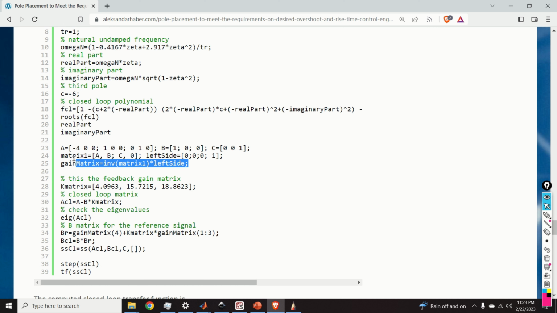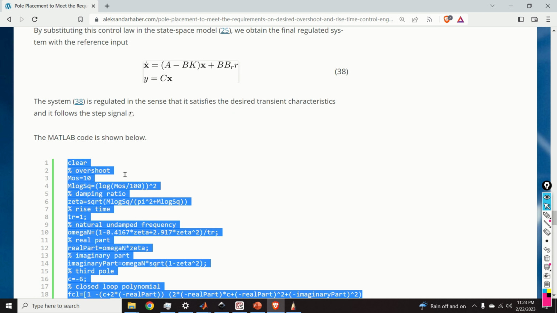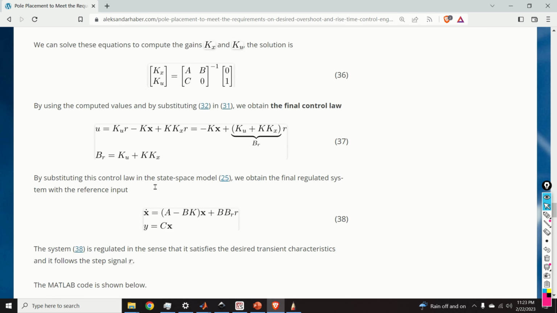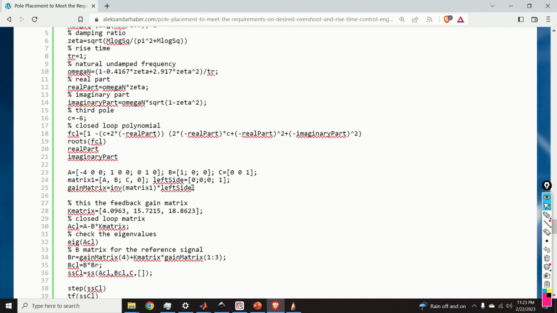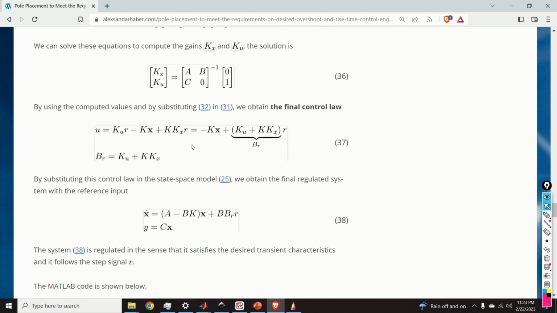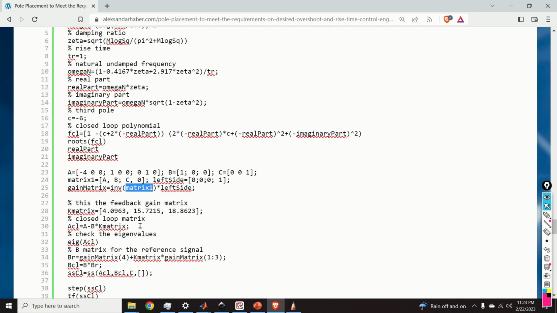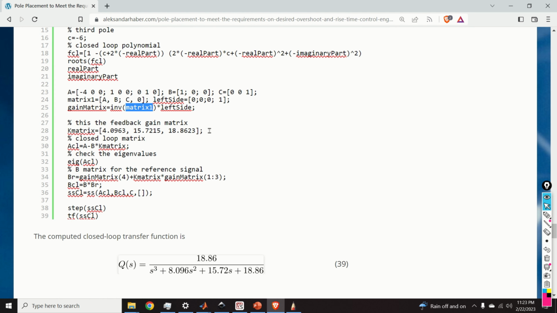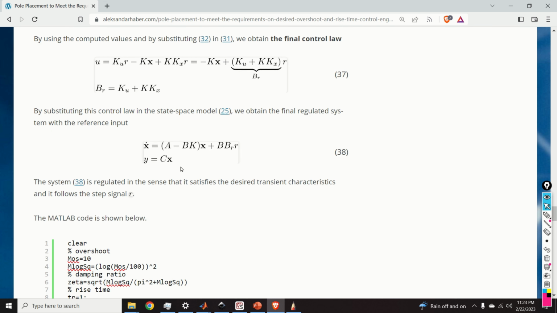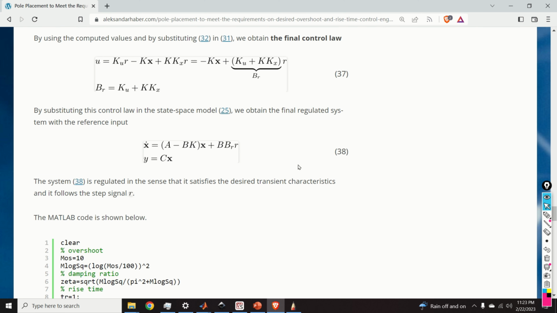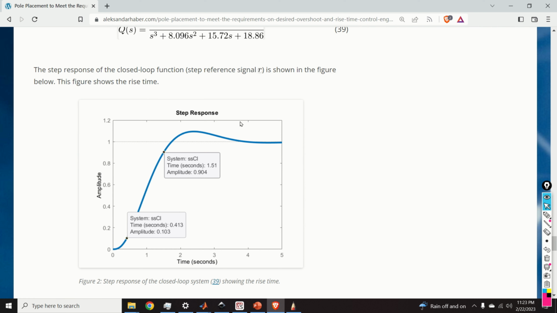I define my closed loop system. I compute the matrices Kx and Ku by inverting the matrix. That is, by inverting this matrix, and this matrix is called matrix 1. And then I define my feedback control matrix. I define my closed loop matrix. I check the eigenvalues. I define my B matrix like this. And finally, I simulate the step response of the system given by equation 38. And the step response is given over here. And this is the final graph of this presentation and this tutorial.